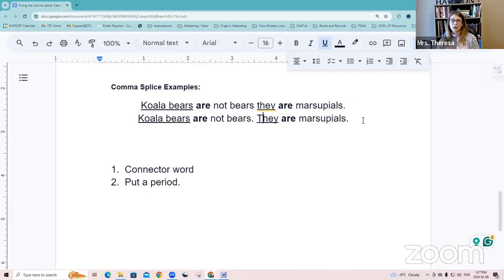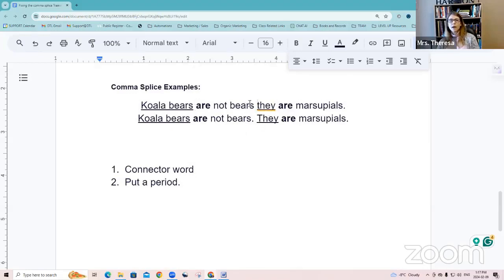It gets kind of boring, right? It's boring and it also sounds very choppy. So it's not what we want to do when we start to get into higher level writing. So we could put a period because sometimes that's just fine, but we could also use a connector word. Can you think of a connector word that we could put in between here that would connect those two sentences? What word could we put in between?